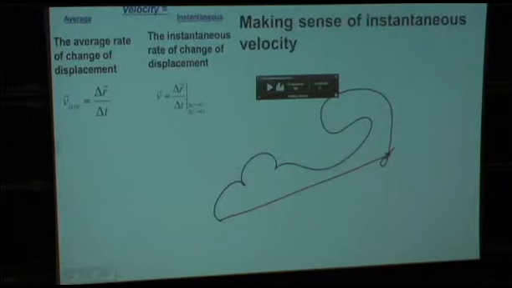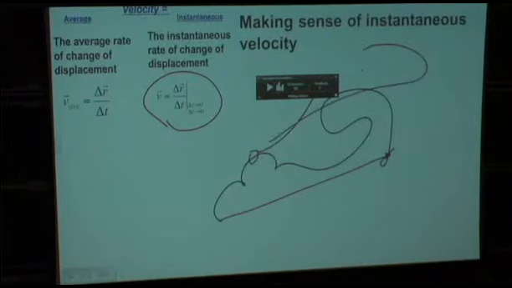Well, according to this definition, we should consider two consecutive instances, two consecutive positions, which are very, very close to each other. So the next position would be here. So I would have to make an enlargement. Position number 1, position number 2. So that should be my instantaneous displacement.